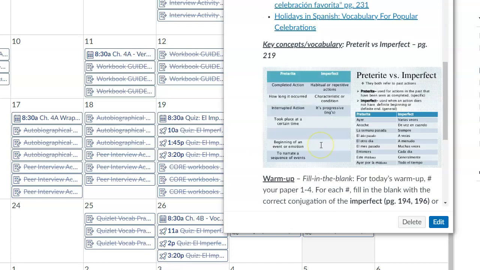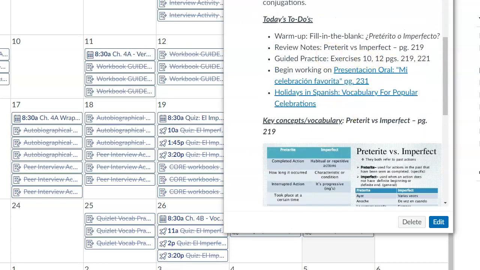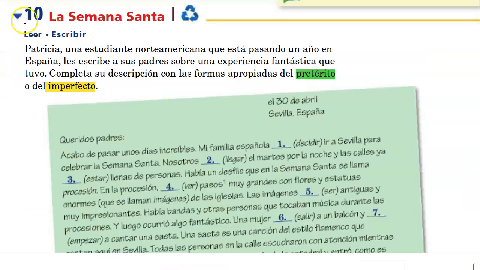We already reviewed the notes on page 219. Let's do the guided practice exercise 10 on page 219 now. Ejercicio 10, página 219. At the bottom of page 219, la Semana Santa. Patricia, una estudiante norteamericana que está pasando un año en España, les escribe a sus padres sobre una experiencia fantástica que tuvo. Completa su descripción con las formas apropiadas del pretérito o del imperfecto.